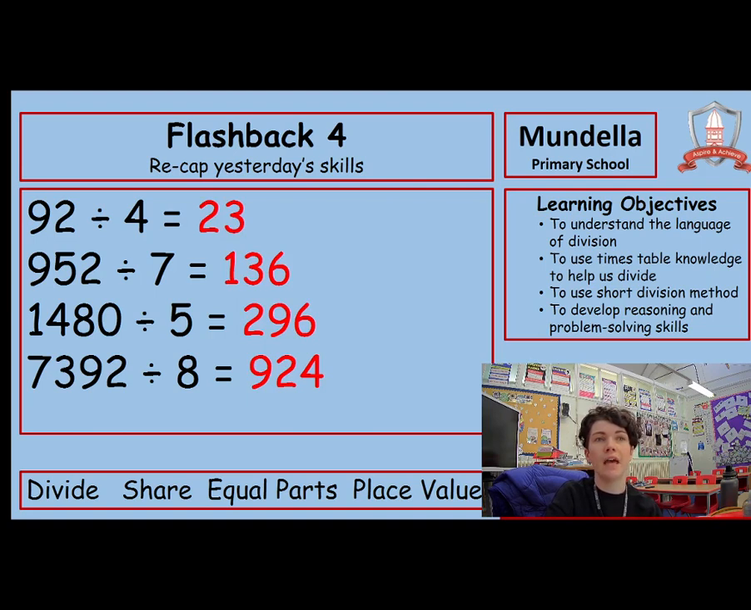Here are your answers. Very well done if you got those correct. 92 divided by 4 is 23. 952 divided by 7 is 136. 1480 divided by 5 is 296. And well done if you spotted that this number has to divide equally by 5 because it ends in a 0. The rule for dividing by 5: if a number is a multiple of 5, it ends in a 0 or a 5. And the last question, 7,392 divided by 8 is 924. Very well done if you got those correct.